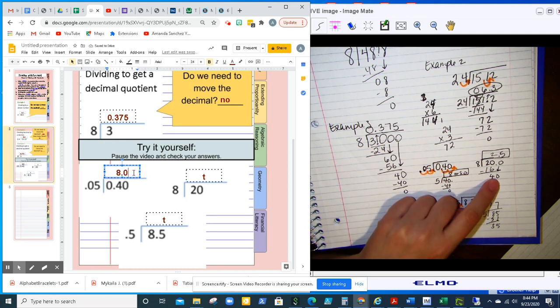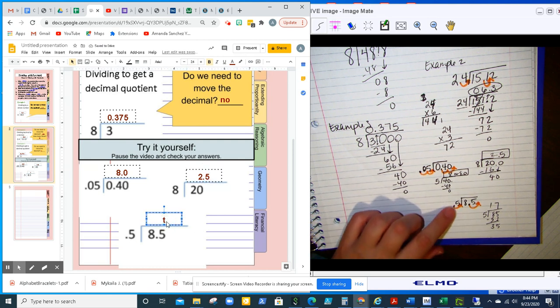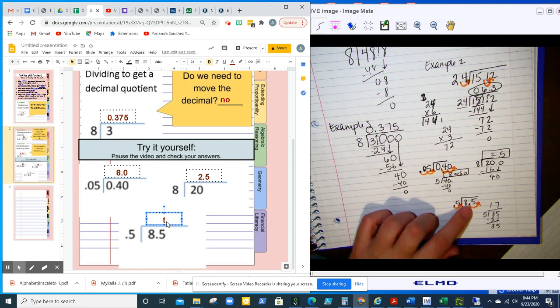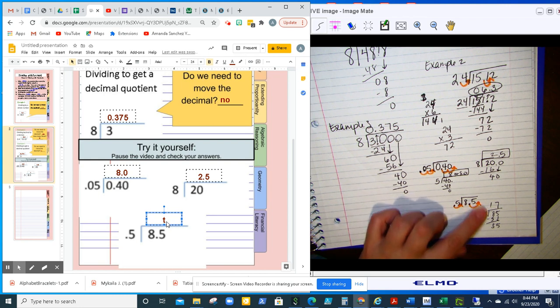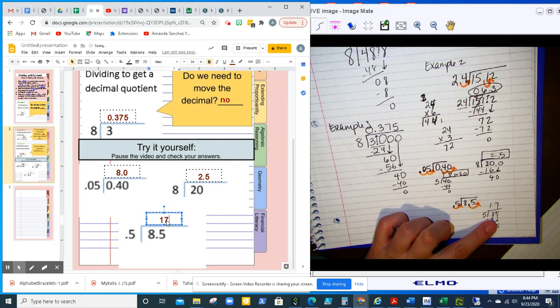On the second one, you do not need to move the decimal. And it ends up being 2 5/10. And then the very last one, you do need to move the decimal one value over to the right, and you have to do the same thing to the inside. So it ends up being 85 divided by 5, and the answer would be a whole number, which is 17.